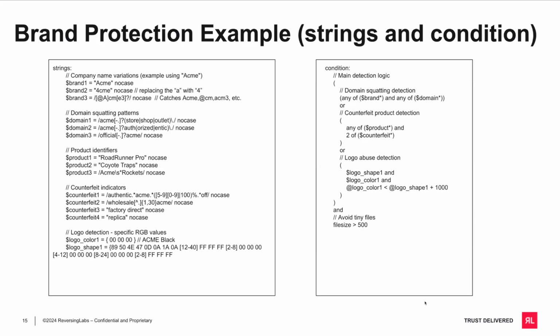The logo detection, I think, is one that's particularly interesting and kind of cool because if you have a specific logo color, right? If it's say Acme Black as 000, and let's assume that maybe it's something a little more interesting, you can also track the logo shape using the bytecode sequences, and that's something that you can use with the YARA rule here.